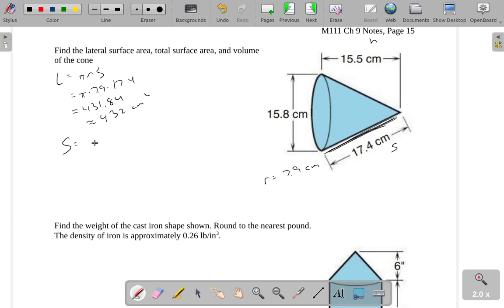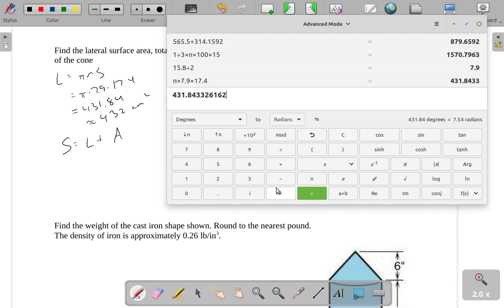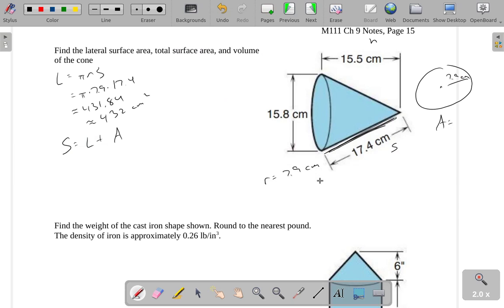The total surface area, which I'll call S, is going to be our lateral surface area plus the surface area of the one base that we have. The base is, of course, a circle, 7.9 centimeters. The area of this circle is pi r squared. So pi times 7.9 squared gives me 196.07.